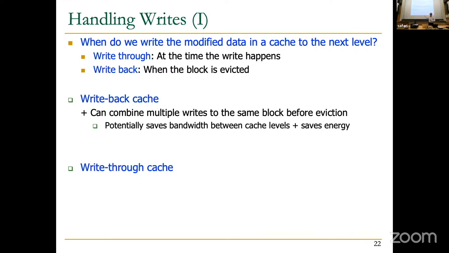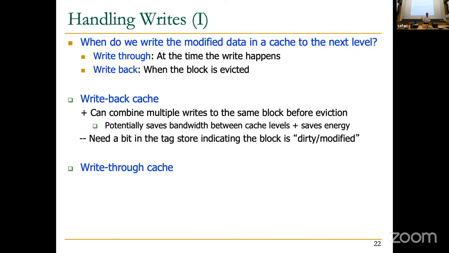Right? That's the advantage of a write-back cache, combining, if you will. This potentially saves bandwidth between cache levels and saves energy. If you propagate every single write to the next level, you're basically wasting bandwidth, right? Because there's some bus between the caches, and you're basically keeping that busy. That bus may be used for something else, and clearly you're potentially wasting energy.